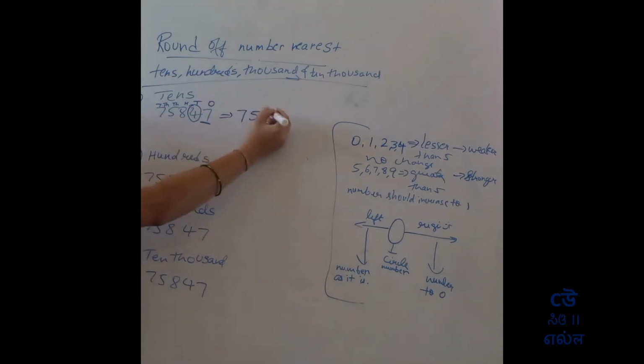The circled number will be increased by 1 because 7 is a stronger number. So 4 will be increased to 5. Next, the right side of the circled number will be considered as 0. Understood, children? How to do it?